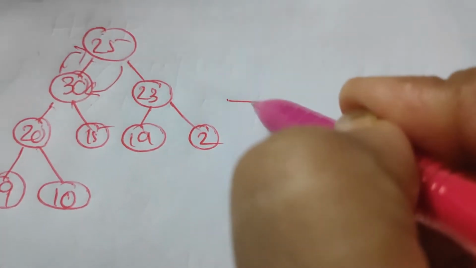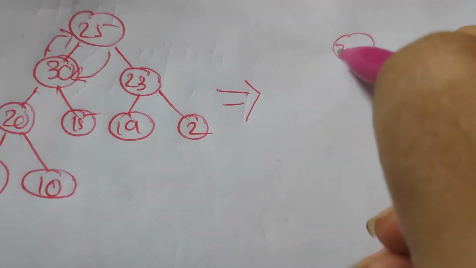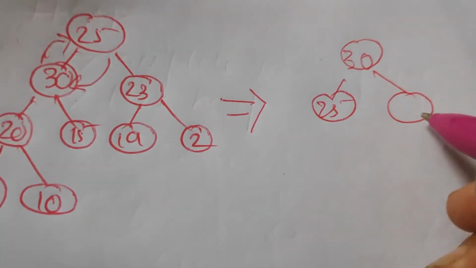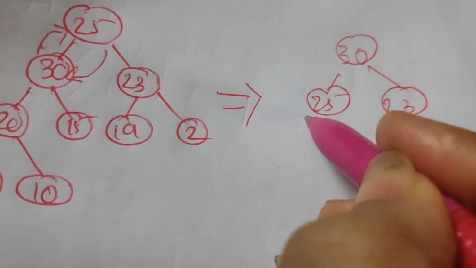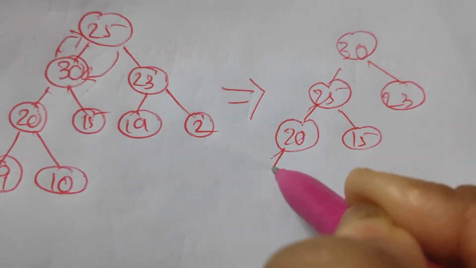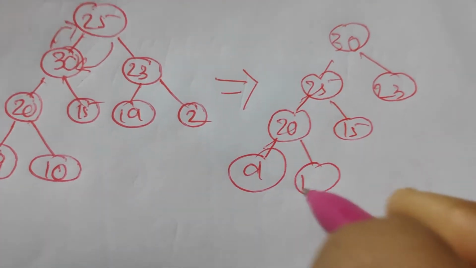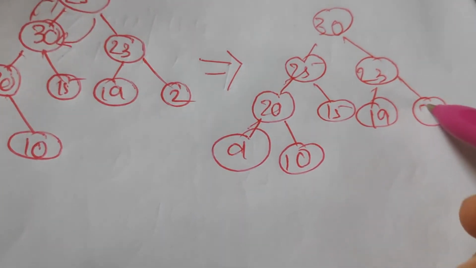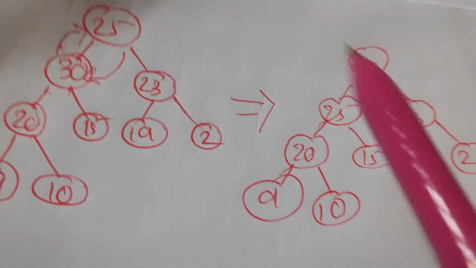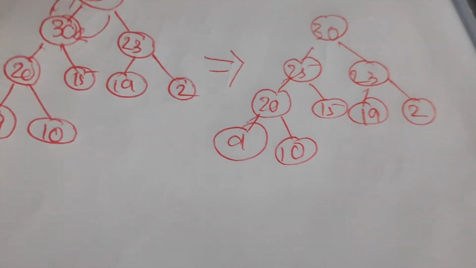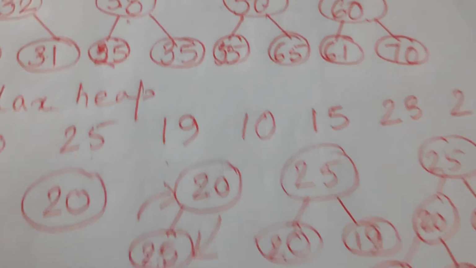So the tree will become 30, 25, 23, 20, 15, 9, 10, 19 and 2.